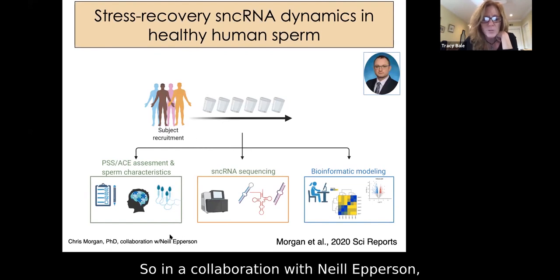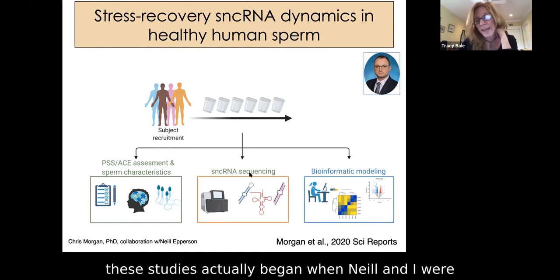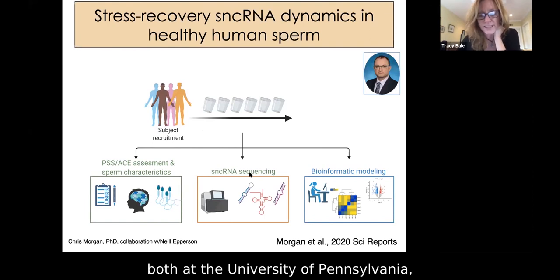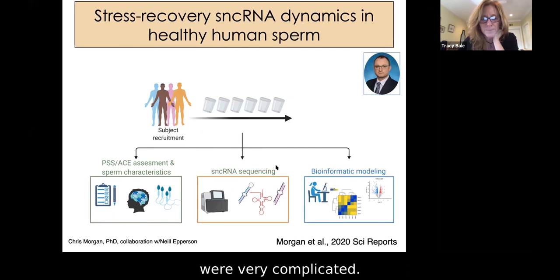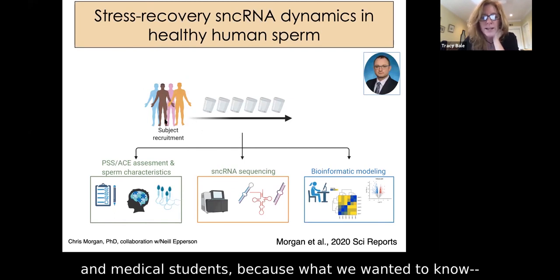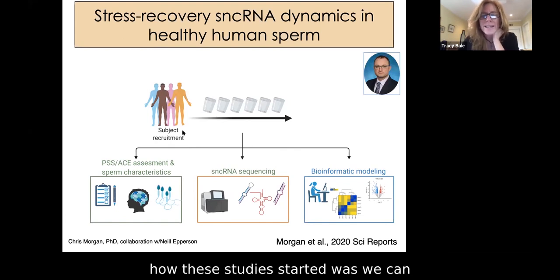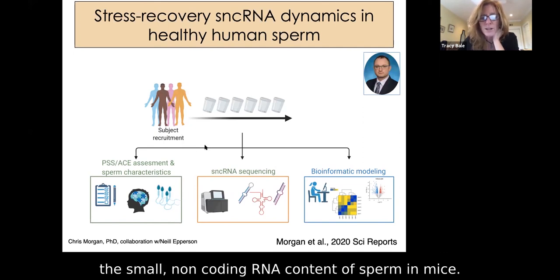So in a collaboration with Neil Epperson, these studies actually began when Neil and I were both at the University of Pennsylvania and took several years to complete because they were very complicated. We basically recruited Penn undergrads and medical students. Because what we wanted to know, how these studies started was, we can assess in mice the small non-coding RNA content of sperm in mice.